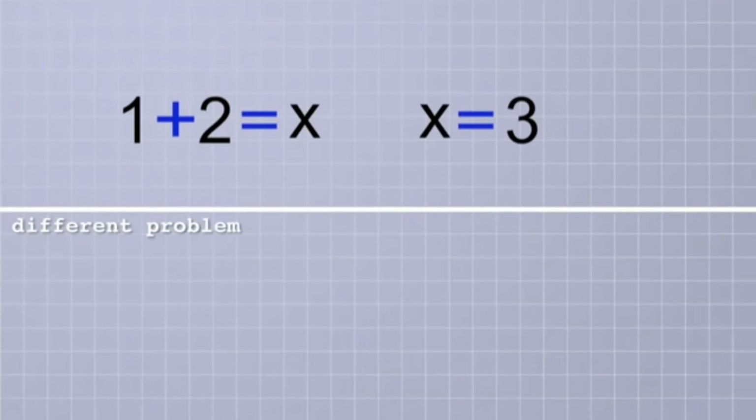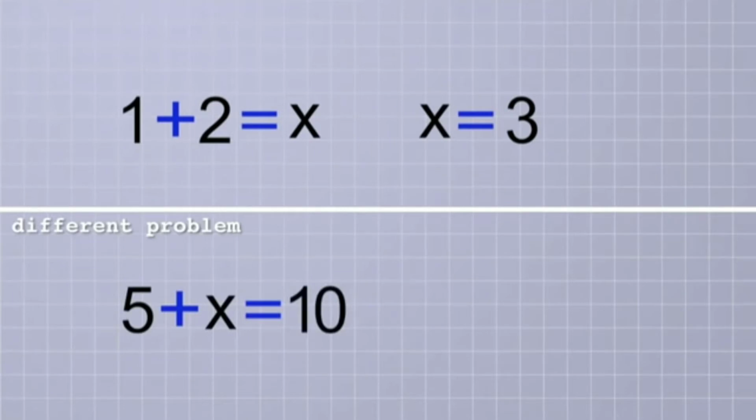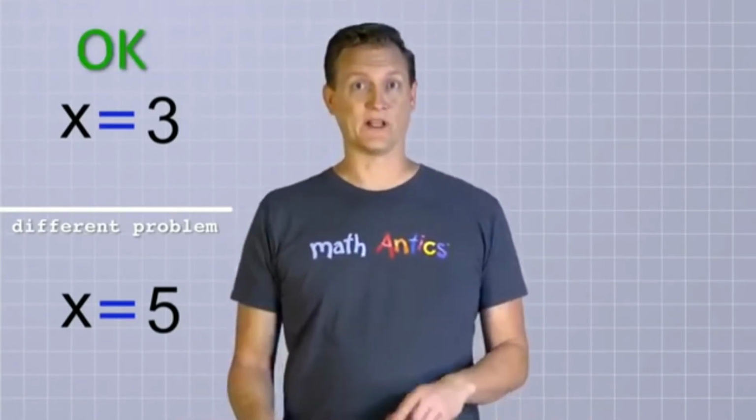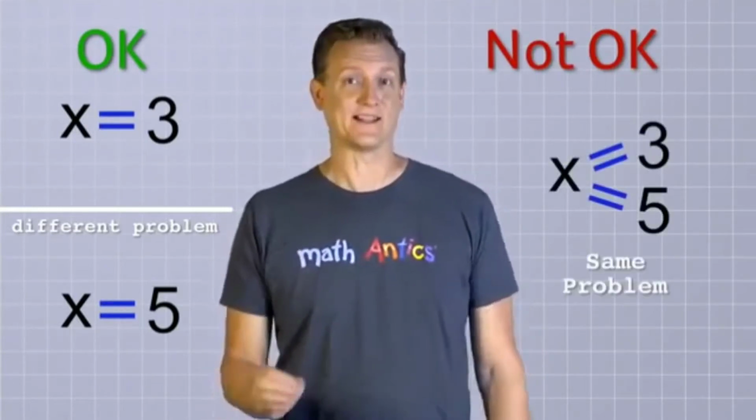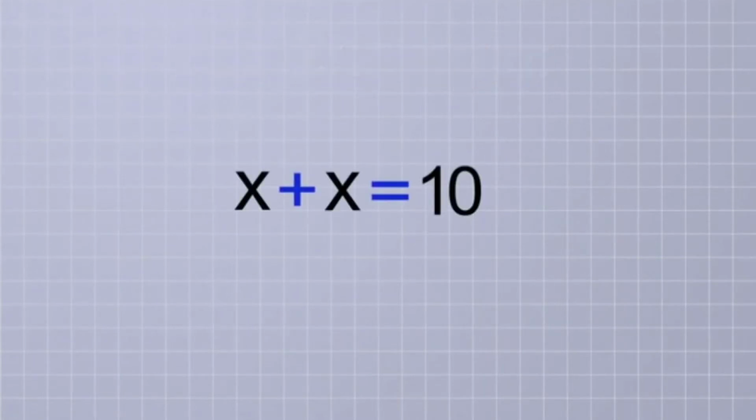Like if someone asks us to solve the equation 5 plus X equals 10. In order for the two sides of this equation to be equal, X must have the value 5 in this problem, because 5 plus 5 equals 10. So X, or any other symbol, can stand for different values in different problems. That's okay. But what's not okay is for a symbol to stand for different values in the same problem at the same time. For example, what if you had the equation X plus X equals 10? This equation says that if we add X to X, we'll get 10.